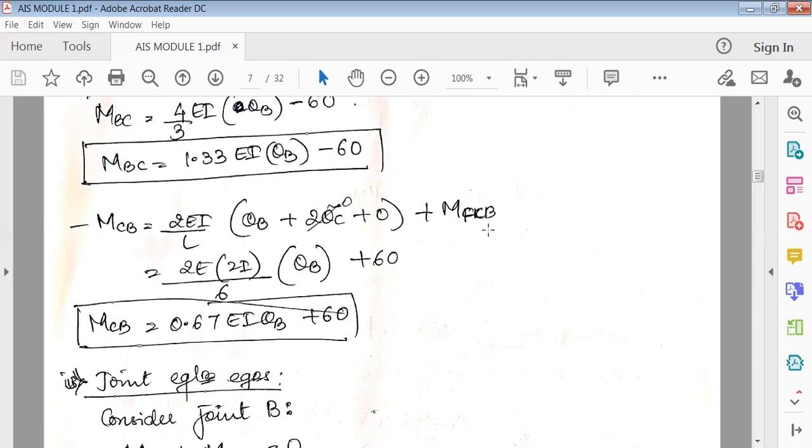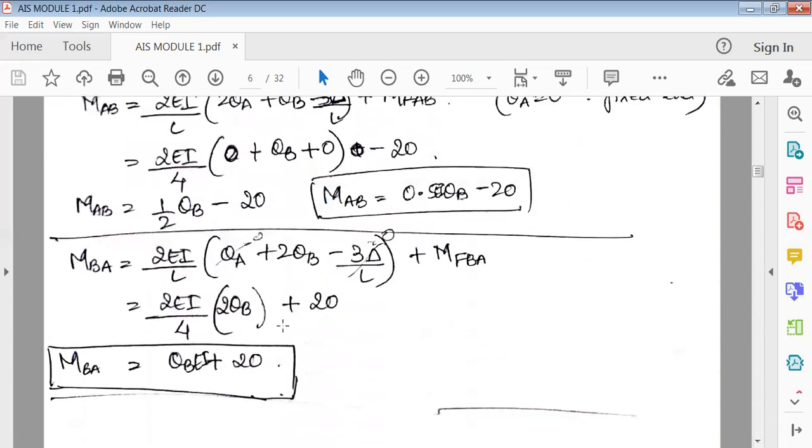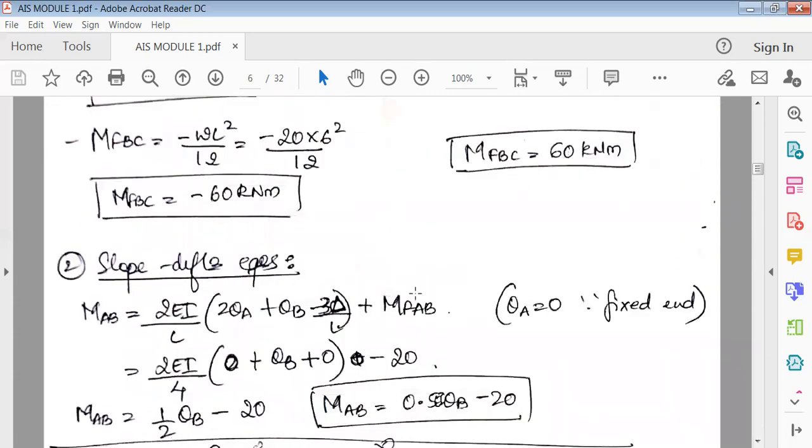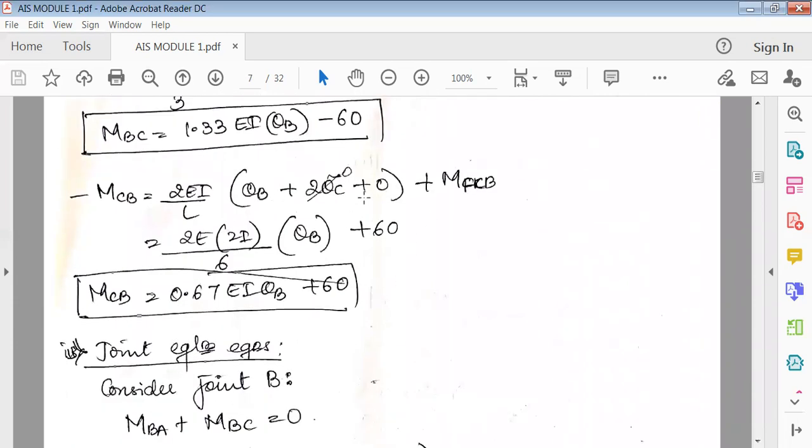Okay. Plus MFCB. MFCB is already calculated. MFCB is plus 60. Okay, so we'll write it as plus 60. So again, multiply this. Again, theta C is 0 because it is a fixed support. So 2EI by L into theta B. So it is 4 by 6 plus 60. So 4 by 6 is nothing but point. Always keep it in decimals, so it is easy to solve. So it is 0.67 EI theta B plus 60.